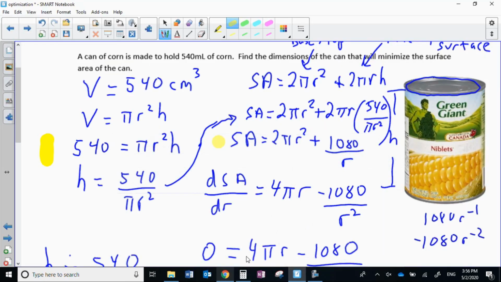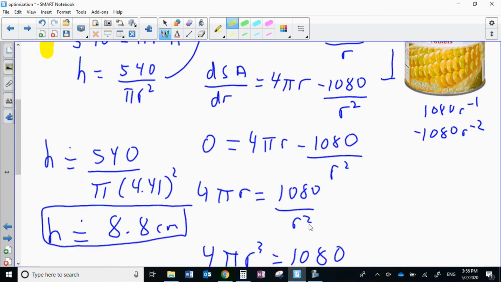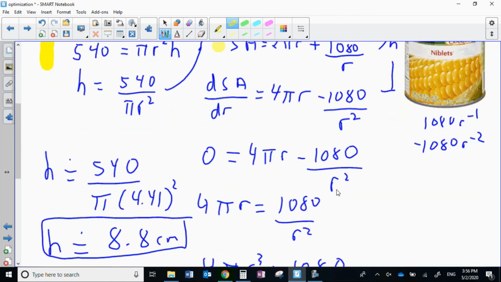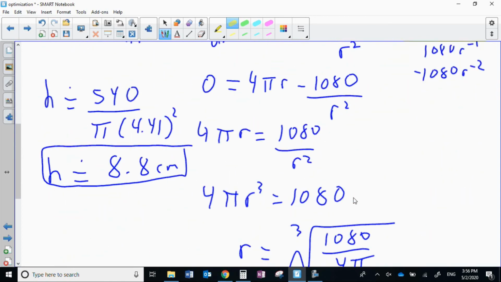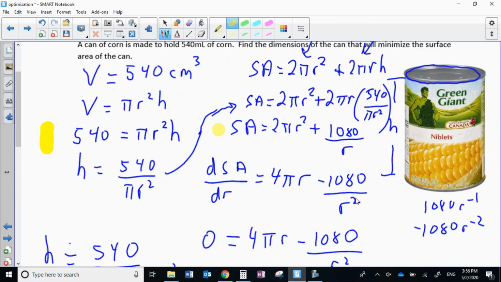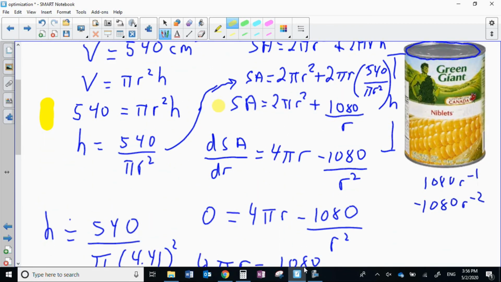Other ways you could convince yourself that this value was a minimum value, you could technically do the second derivative test and see that you have a local minimum, but man, that's a lot of work. So I wouldn't recommend that.